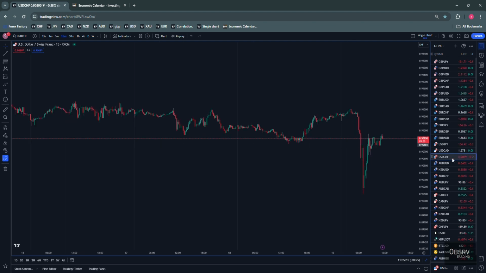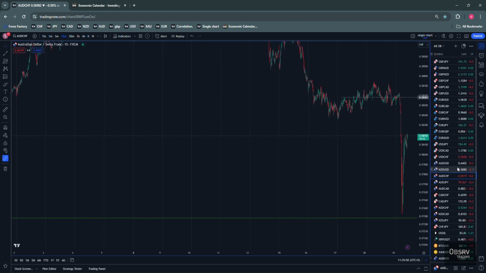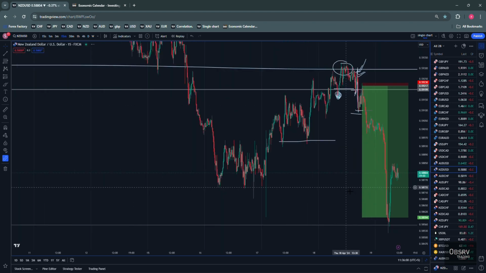Swiss franc is pretty strong itself, so I was basically more interested in Aussie Swiss franc or Kiwi Swiss franc, but I couldn't find any entries in them. Hence, I could see an entry in Kiwi dollar, right? And I did take that trade.